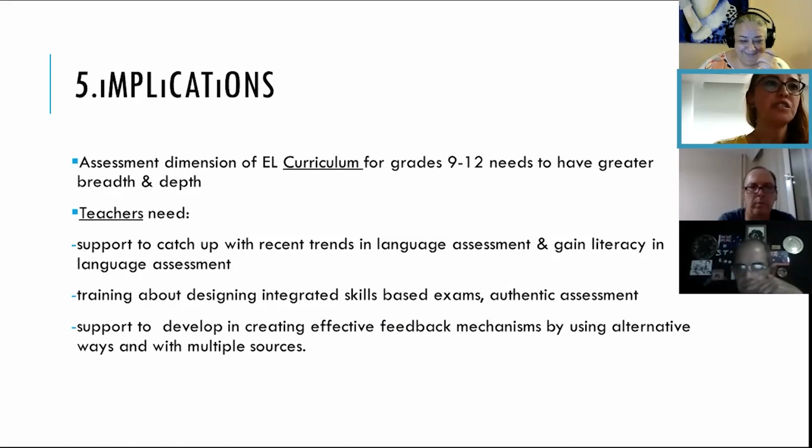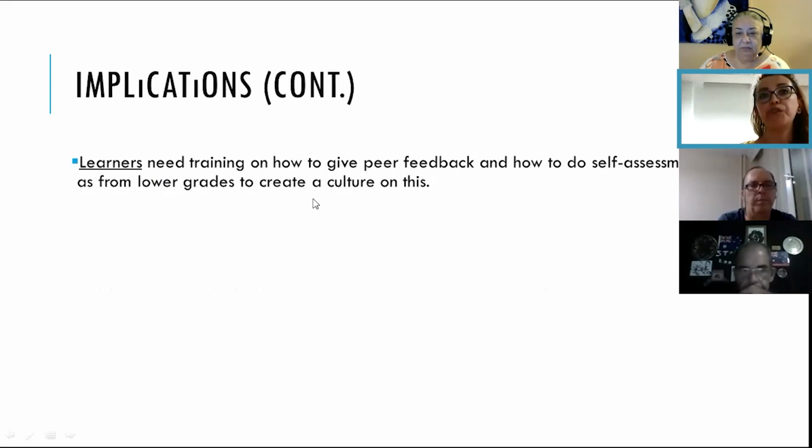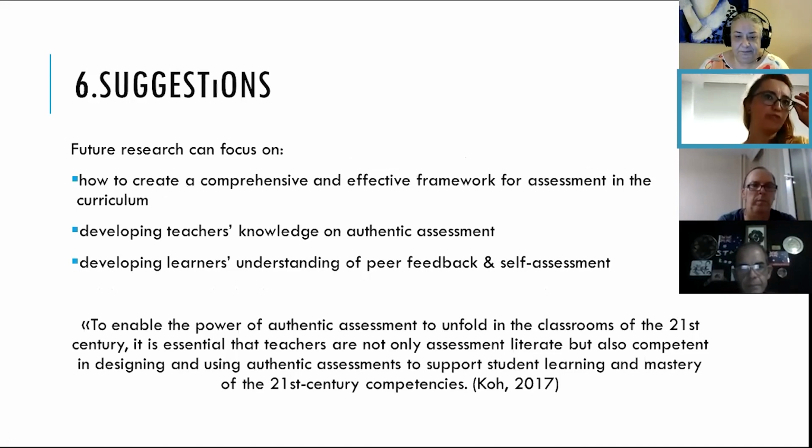And also teachers need support to develop in creating effective feedback mechanisms by using alternative ways and with multiple sources. Learners need training on how to give peer feedback and how to do self-assessment as from lower grades, maybe from primary school, to create a culture on this, because this is related to the culture, I guess. Suggestions for future research.